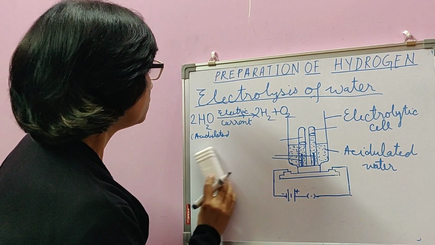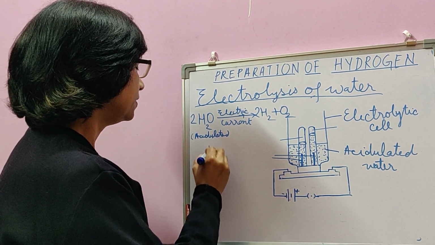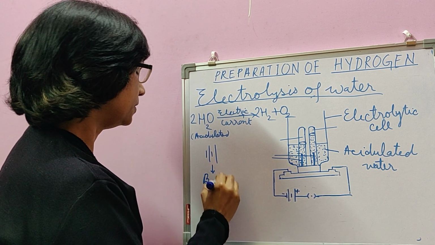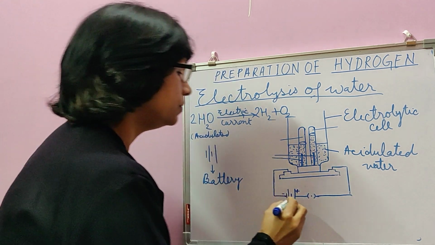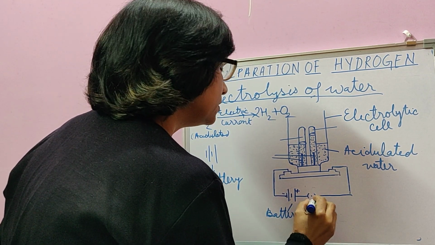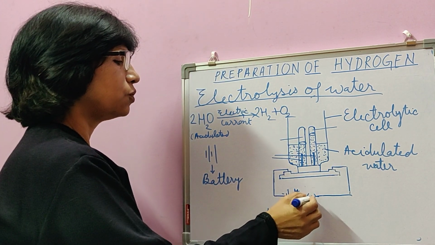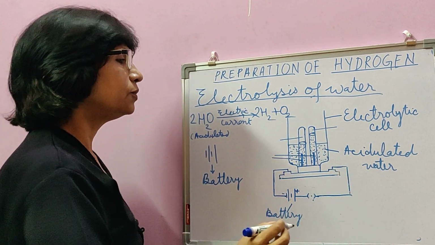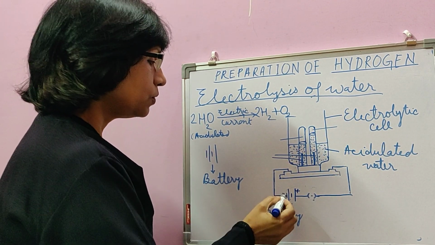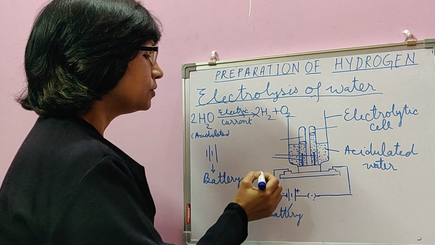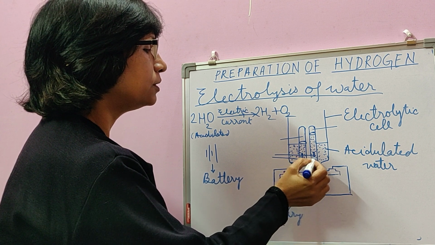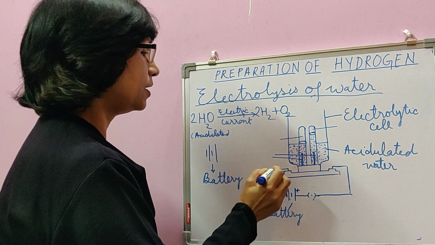But if there are more than one cell, one by one, then this combination of cells is said to be battery. So this is battery. This is switch from which we can turn on and off the electric current passing to the acidulated water present in electrolytic cell. As this terminal is negative, there are two platinum electrodes connected to the wires of the battery.